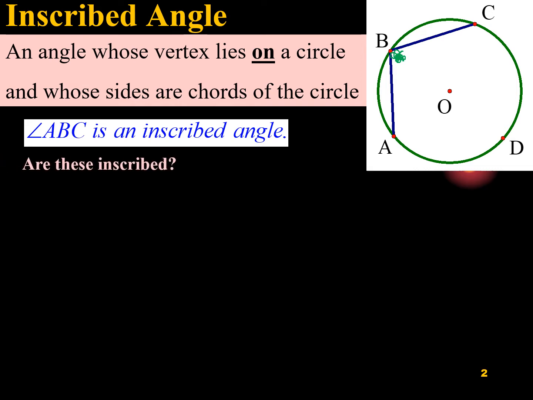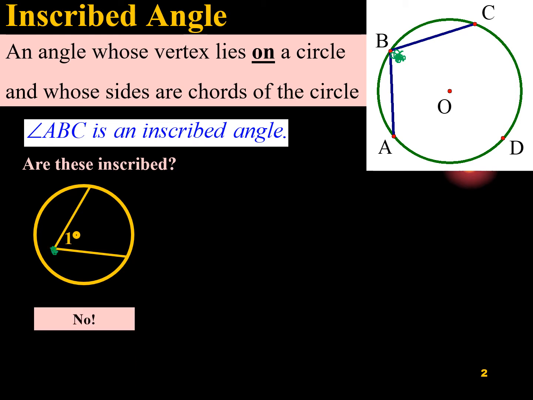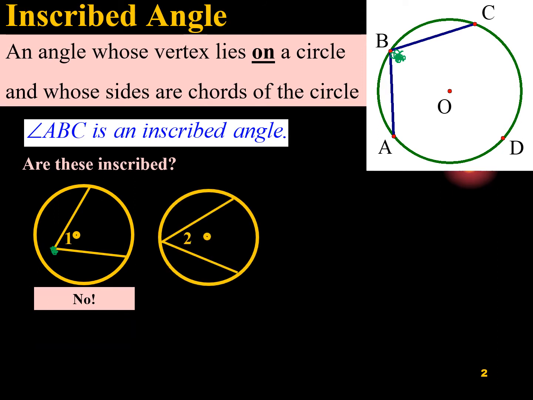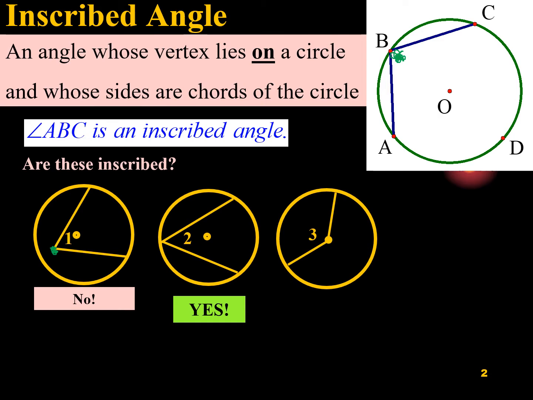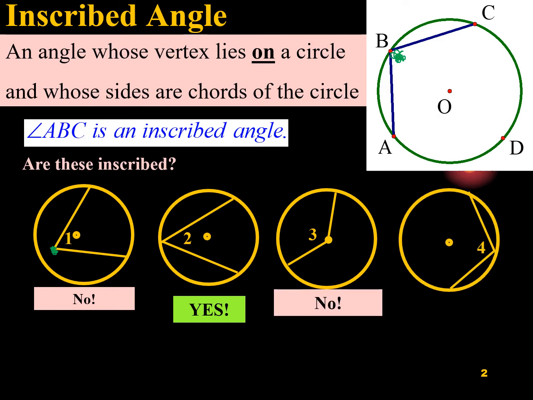Are these inscribed? Is the corner, the vertex of the angle, on the rim? No. All right, what about this one? Yes, good. All right, what about this one? Nope. What is that? That's central. All right, and that? Yes.